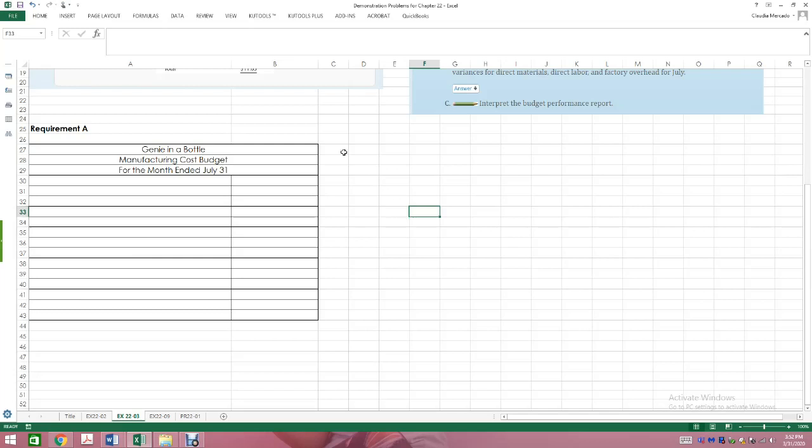So let's start. They're asking us to figure out the manufacturing costs. Okay, so this is how it's gonna look like. Our manufacturing cost budget, this is what it's gonna look like. There's 3 types of cost, and we should know this by now. We have our labor, our materials, and our overhead. So we're gonna start off with our direct labor.